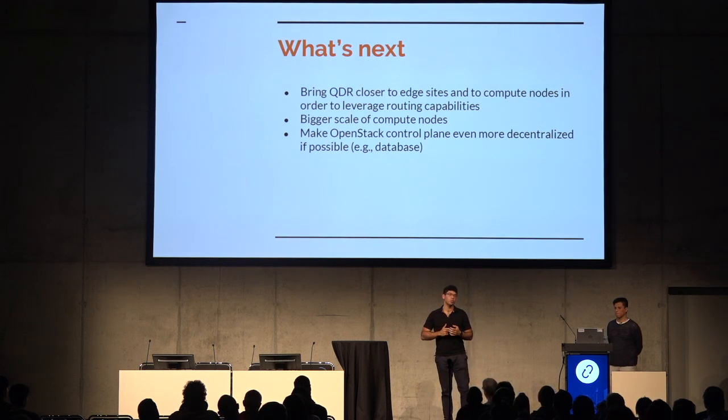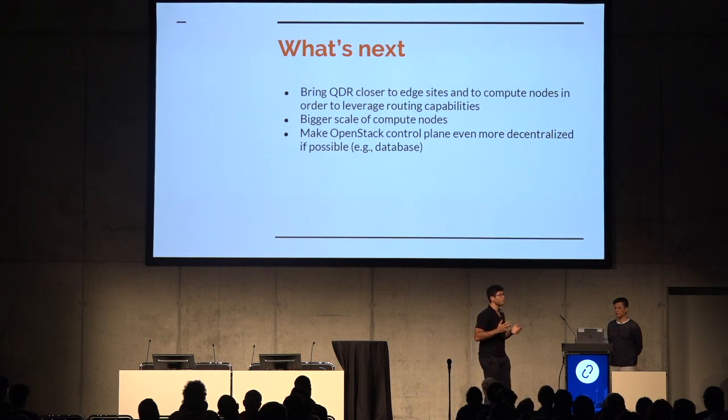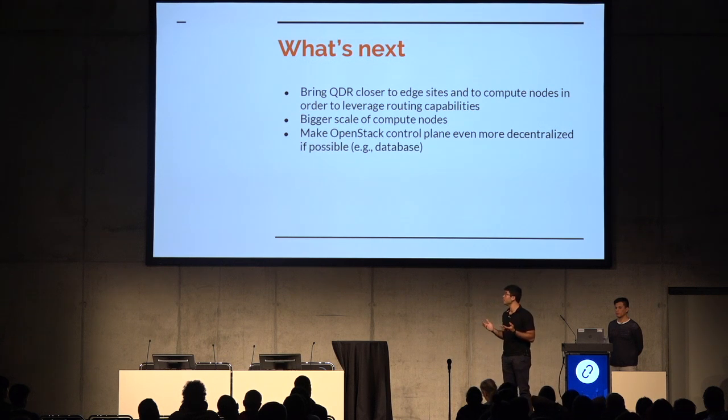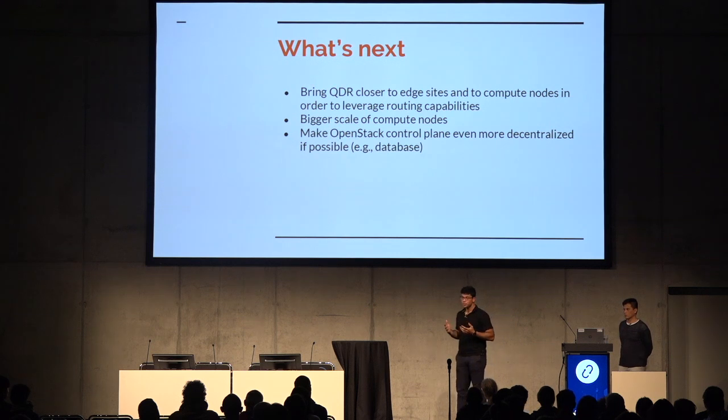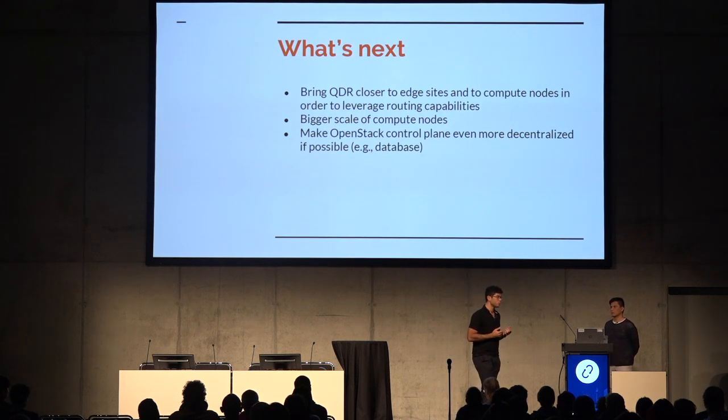Finally, we think of how OpenStack might be if we had more components which are distributed. So we've seen that we can distribute, for example, the message bus, which is about database. It's very interesting too.